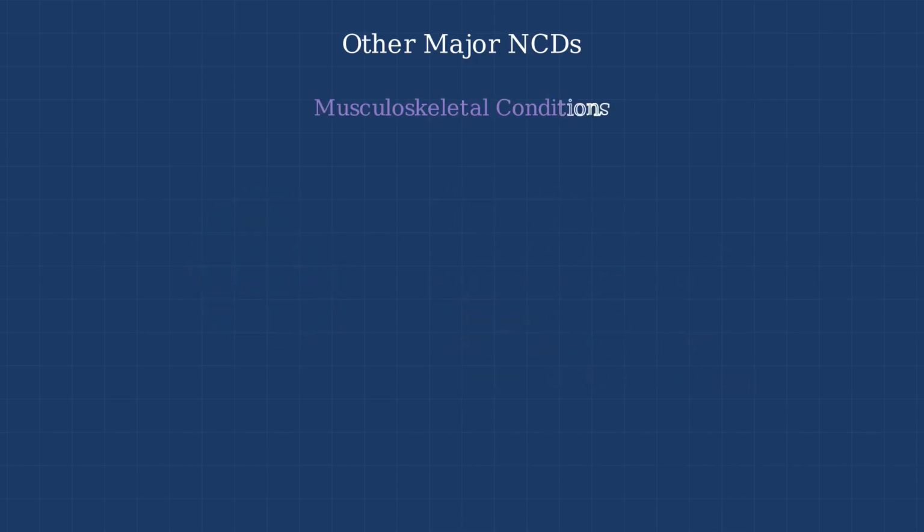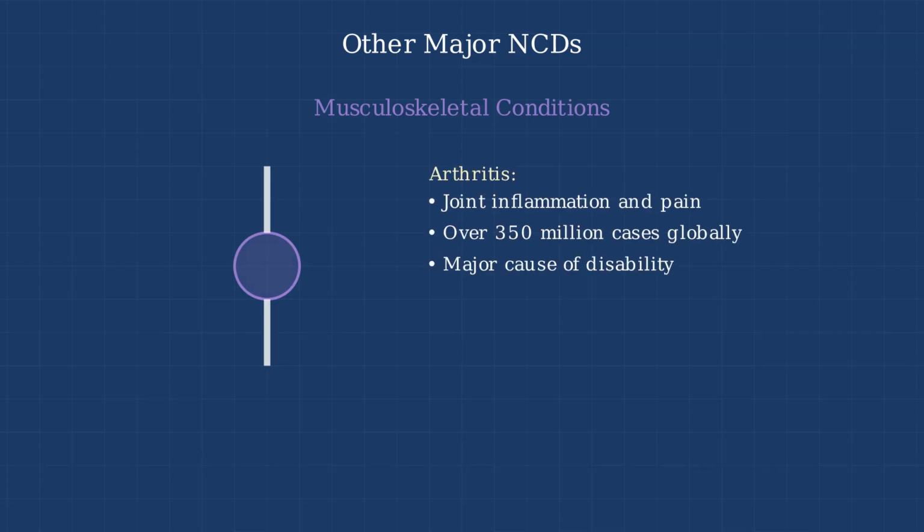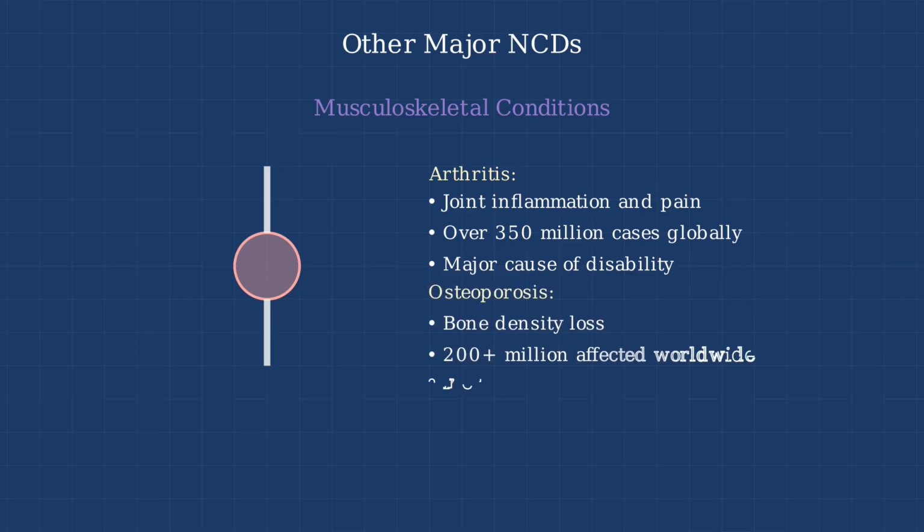Musculoskeletal conditions affect the joints, bones, and supporting tissues. Arthritis involves joint inflammation and pain, affecting over 350 million people and causing significant disability. Osteoporosis causes bone density loss, making bones fragile and prone to fracture. It affects more than 200 million people worldwide, particularly older adults.